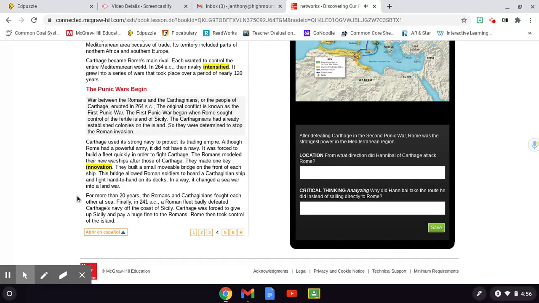For more than 20 years, the Romans and Carthaginians fought each other at sea. Finally, in 241 BC, a Roman fleet badly defeated Carthage's navy off the coast of Sicily. Carthage was forced to give up Sicily and pay a huge fine to the Romans. Rome then took control of the island.